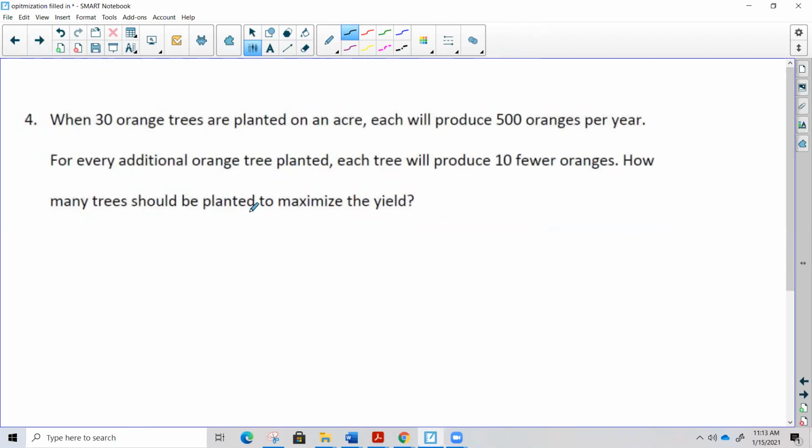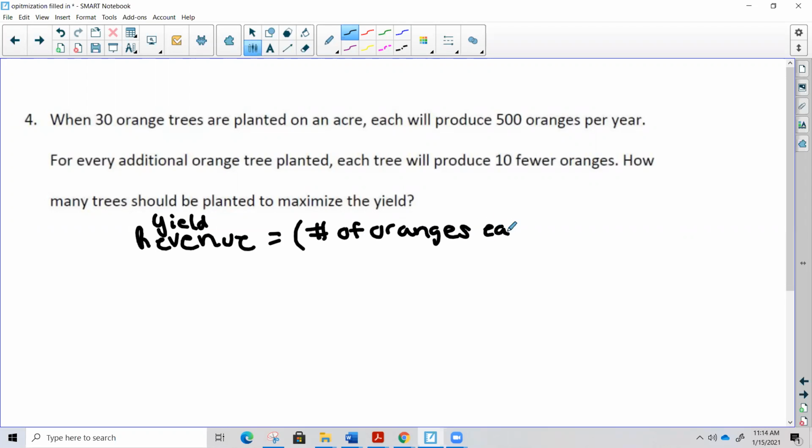For the first way, in general, we're trying to maximize our yield. I'm just going to call our yield our revenue. To maximize our revenue, to find our total revenue, we would take the number of oranges each tree yields, and multiply that by the number of trees.